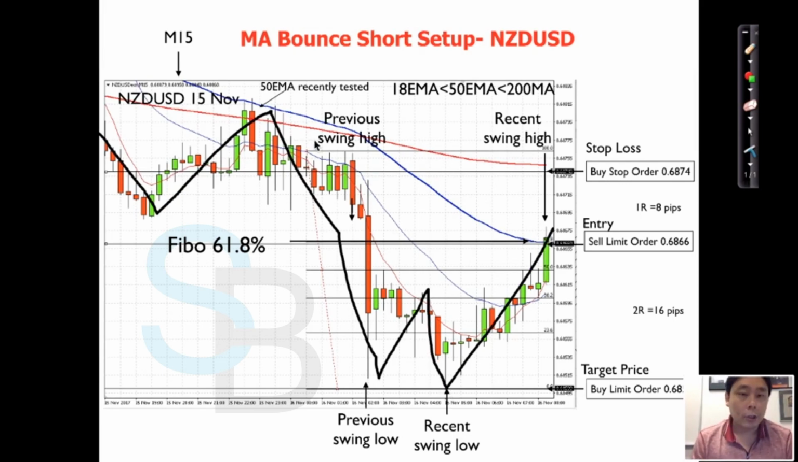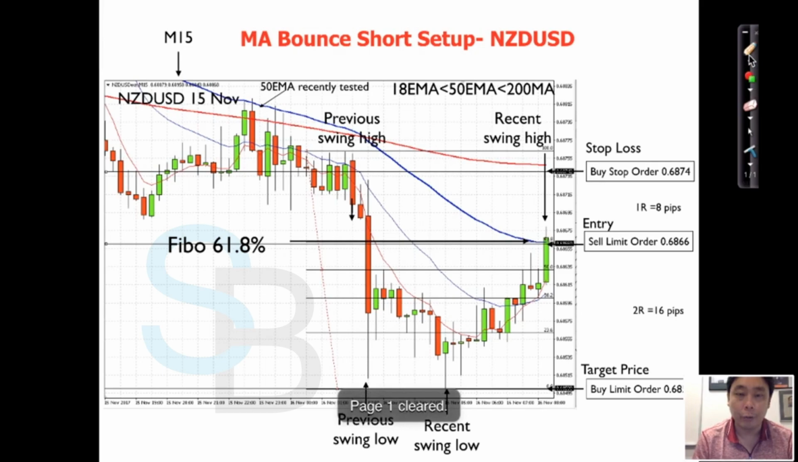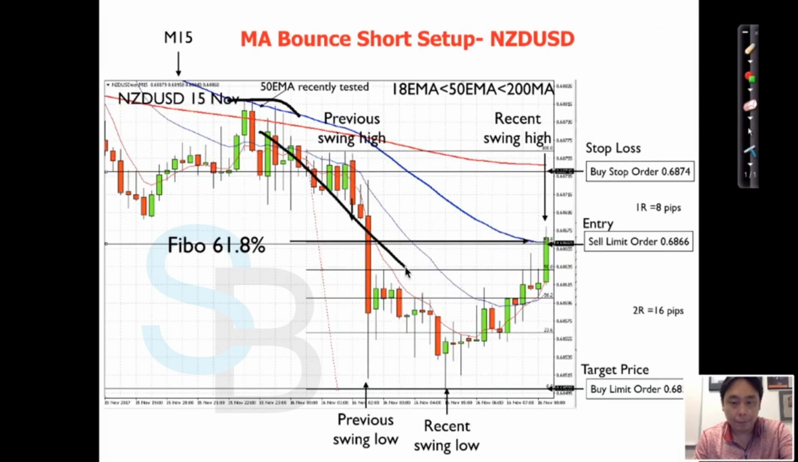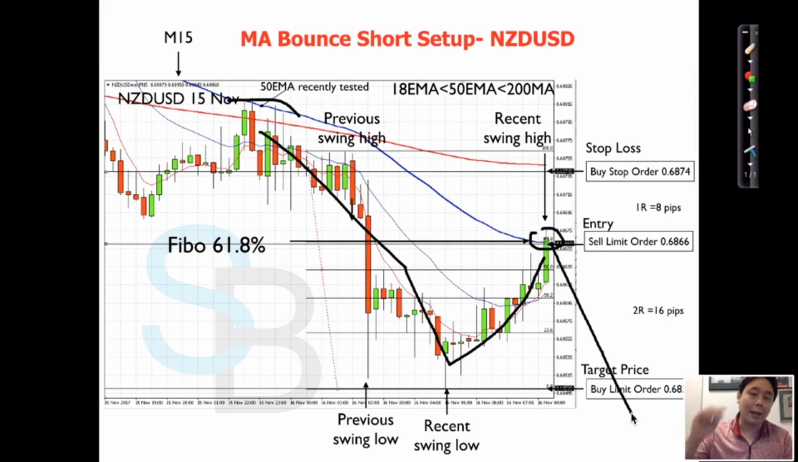All right. First, do we have a clear test of the 50 moving average? Yes, we do. You can see here, the 50 moving average was recently tested to be strong. The price goes down, goes up, and over here we are looking to sell as it hits the 50 moving average, anticipating that it will continue the downtrend. Are we confident that it will be a strong resistance? Again, let's look at the wave pattern.